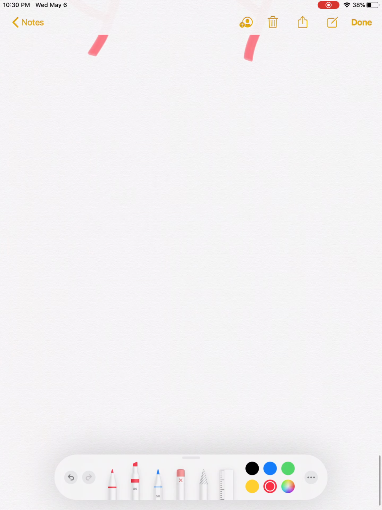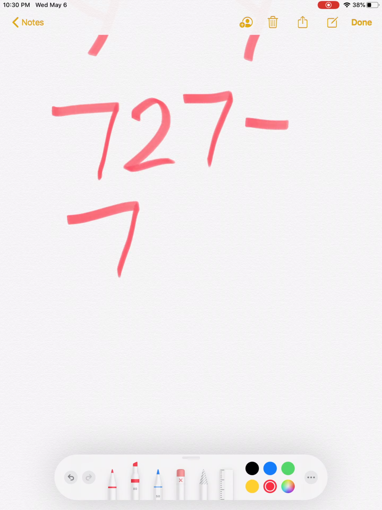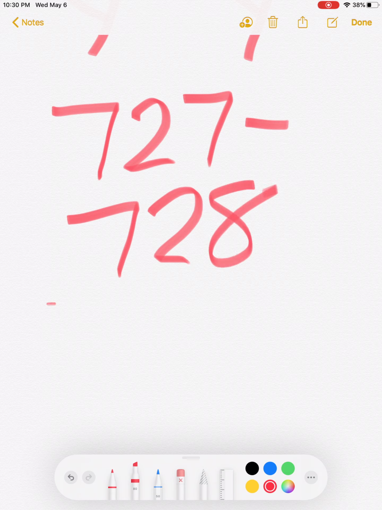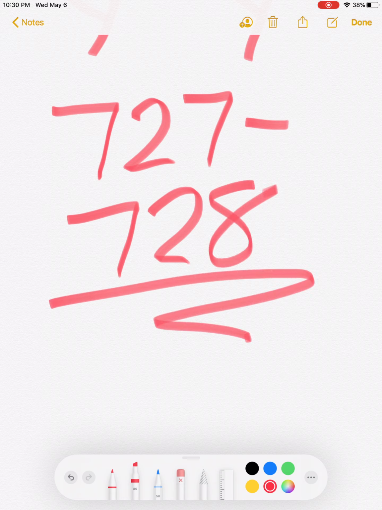So work on page 727 and 728. If you need to look back on 725 or 726, I did all those examples already.